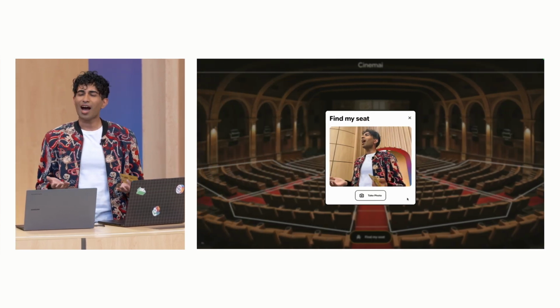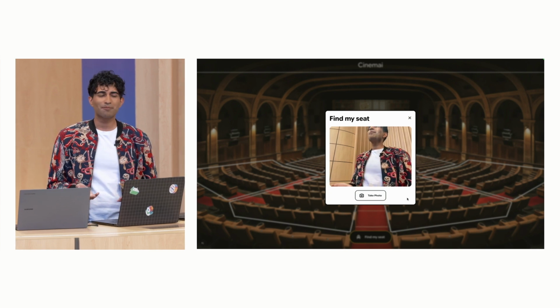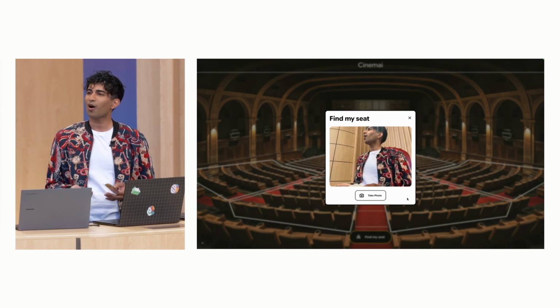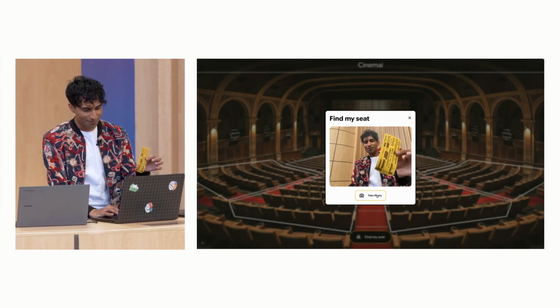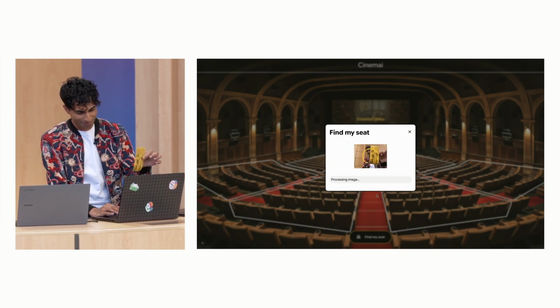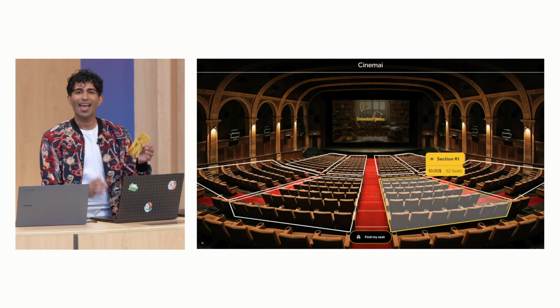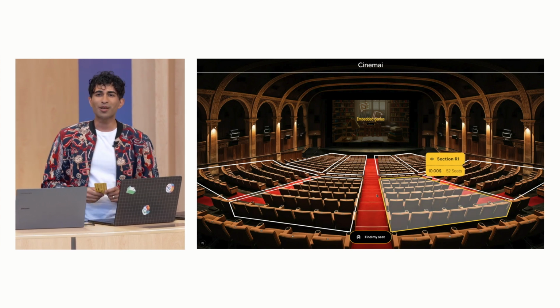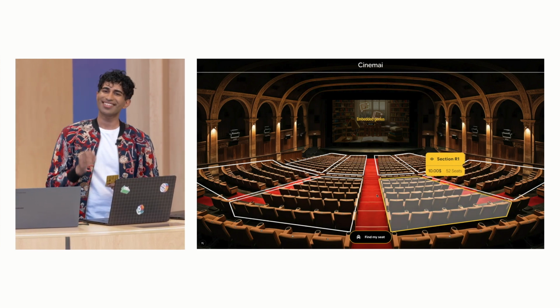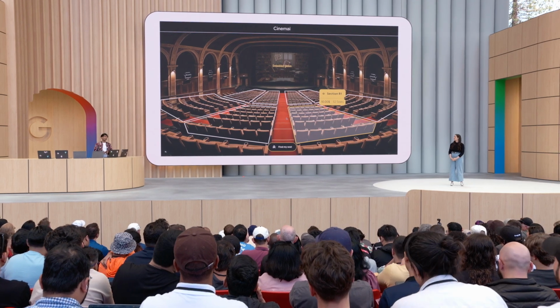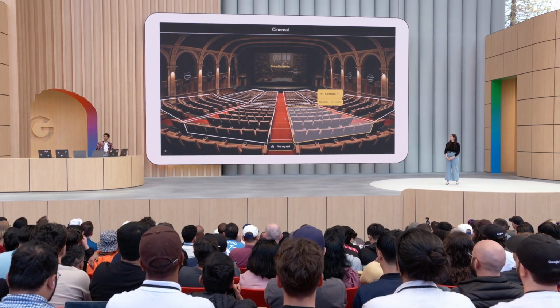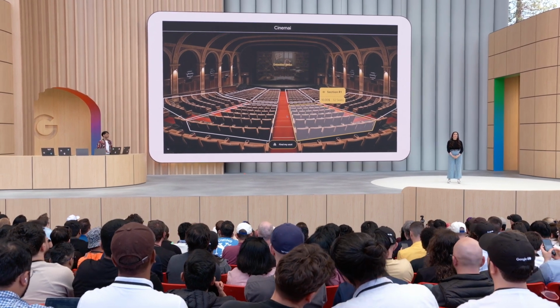Now, normally, I'd be doing this with my phone, but I'm just developing right now. And so I'm just going to use this webcam. I'm going to snap a photo of this ticket. Let's try this out. Addy takes a picture of a ticket. And bam. The built-in multimodal AI instantly located my seat section in the theater. It's awesome.